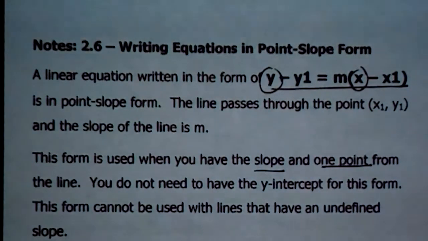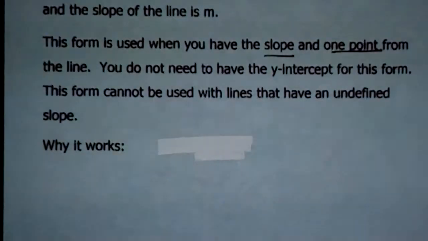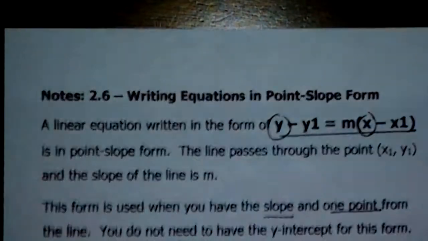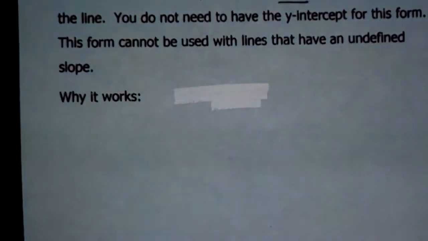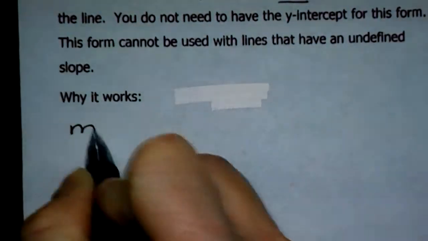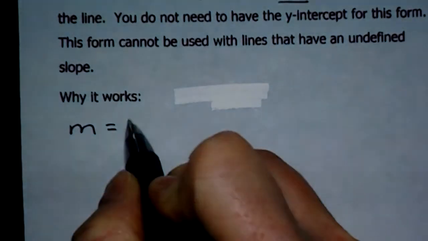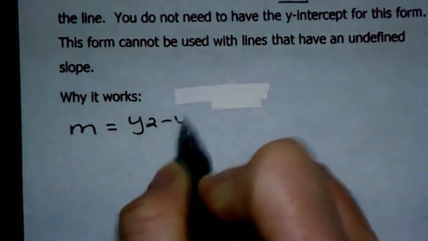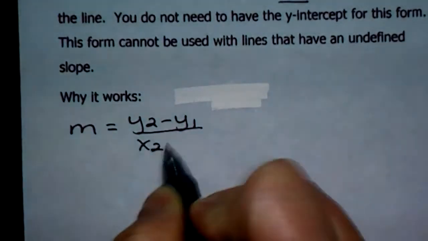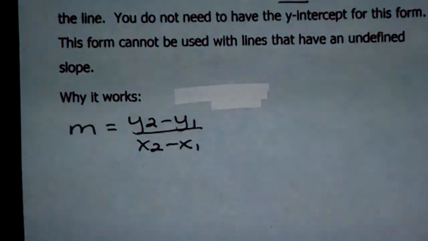So just to show you why it works, because hopefully I'm not the only one that thinks this is super cool. Who came up with this crazy formula? How did they come up with it? Well, you know that slope is equal to, and yes, write this, y2 minus y1 over x2 minus x1, right?